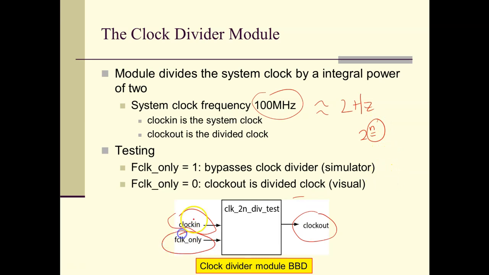This clock divider also has this other input, which is the F clock only. Essentially, if I map that to a 1 when I instantiate it, it bypasses the clock division, which is very useful when you're using the simulator. If you're trying to use the simulator with a clock divider, it's really hard. You've got to wait forever to get a signal to change because the clock frequency is divided down. Okay, so if you put a 0 for that F clock only, it is going to be a normal clock divider. So this is going to be very useful in this experiment.